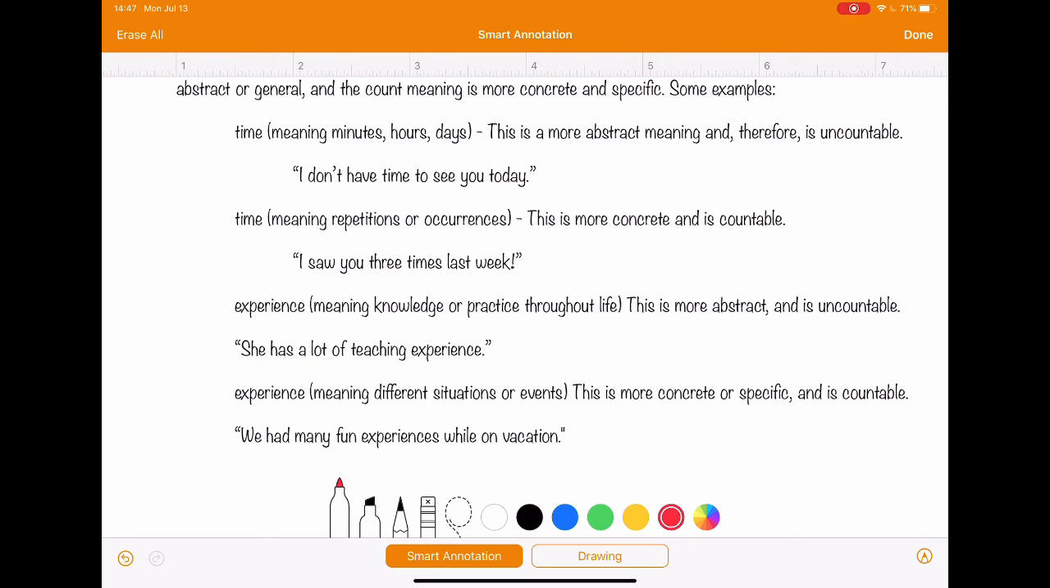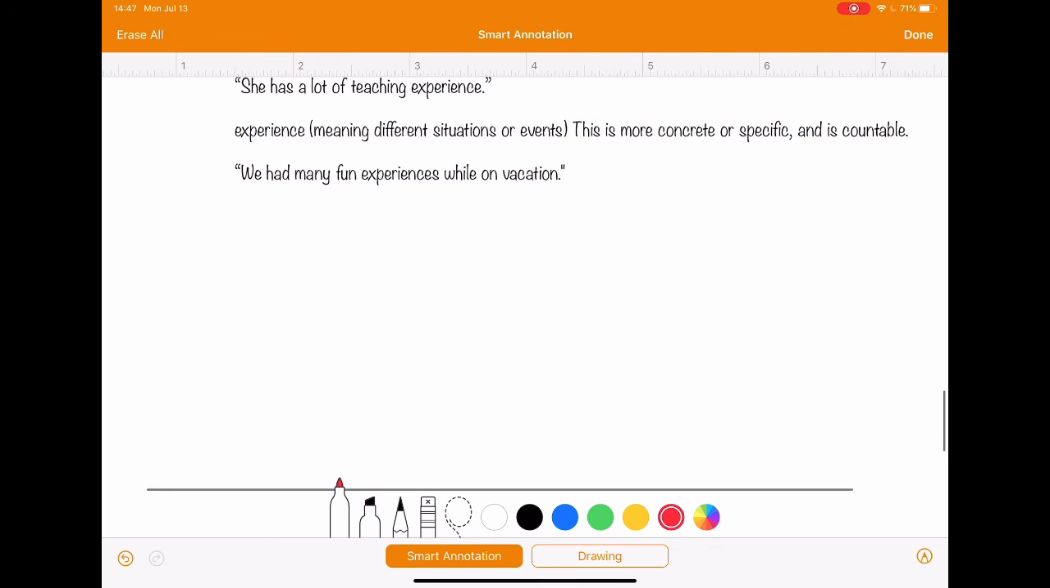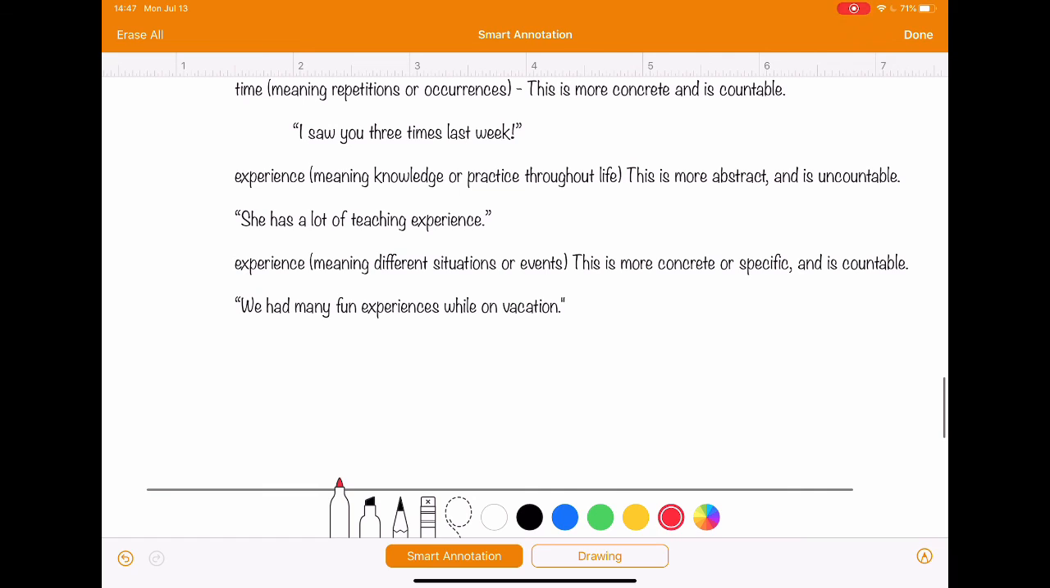But when experience means different situations or events, this is more concrete and more specific, and so it's countable. We had many fun experiences while on vacation. In other words, there were a lot of events or situations in which we had fun when we were on vacation. All right, that is it for uncountable nouns.